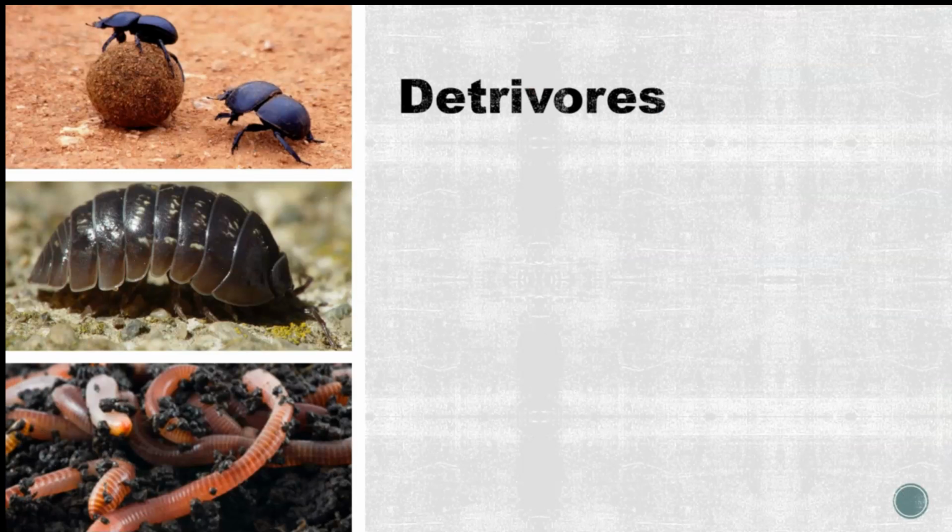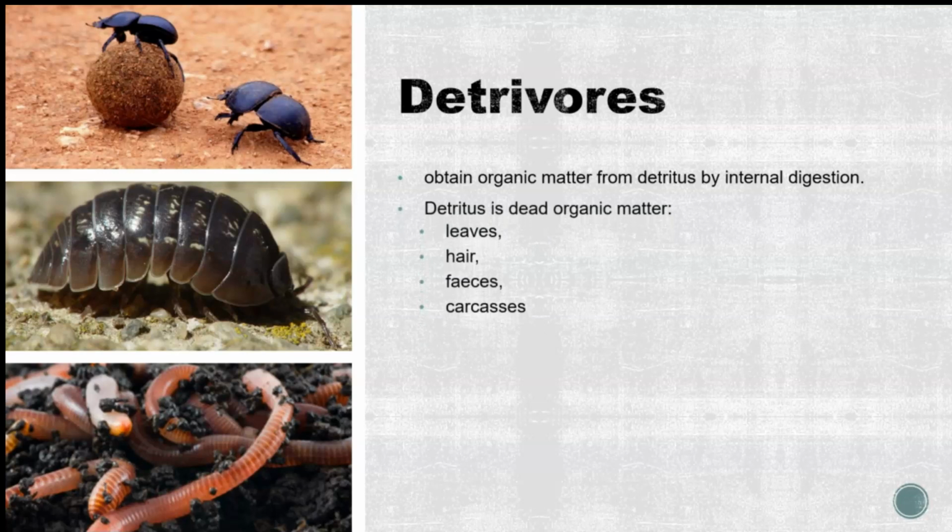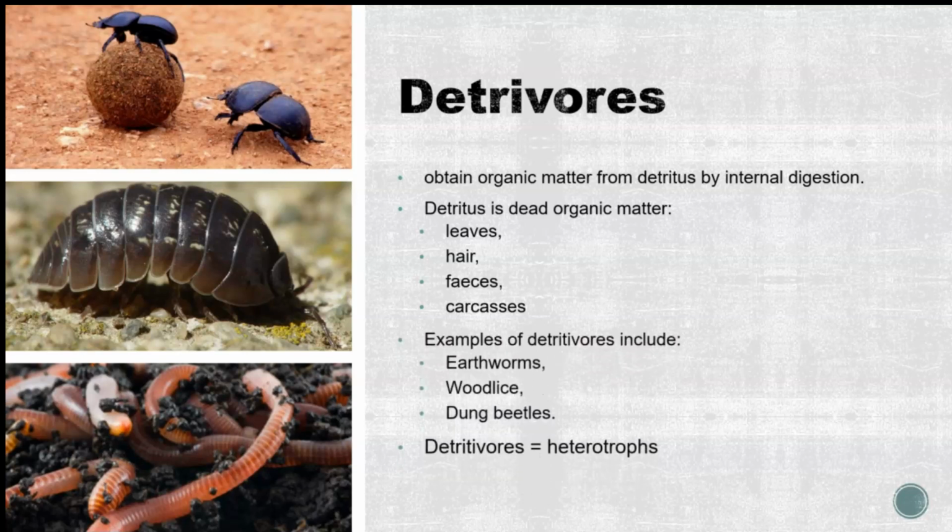So let's have a look at each group a bit more. We've got our detritivores. Now, these are cool little guys, okay? These obtain organic matter from detritus by internal digestion. Now, detritus is dead organic matter: leaves, hair, feces, carcasses. They love all that stuff. Some examples of detritivores include earthworms, woodlice, dung beetles. Now, detritivores are heterotrophs. They are ingesting organic matter.